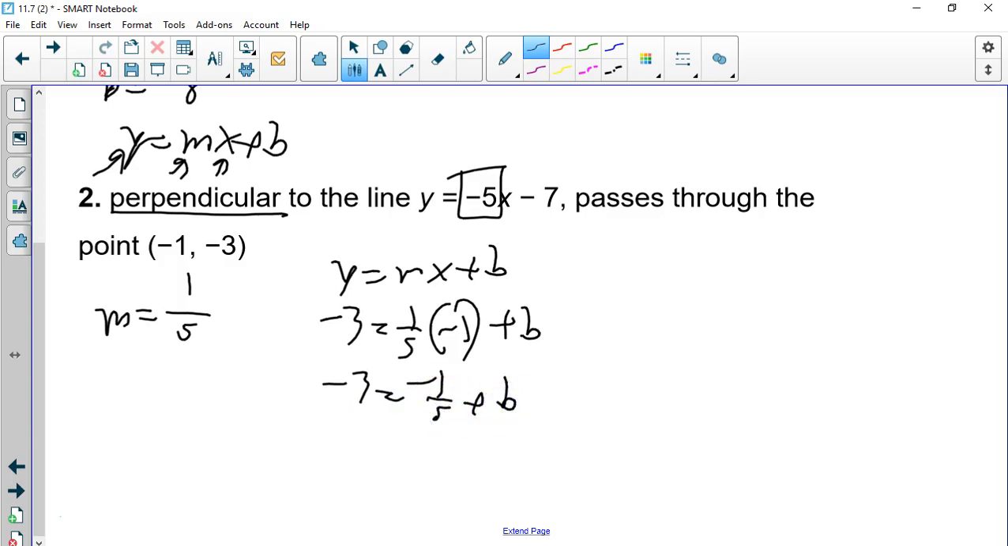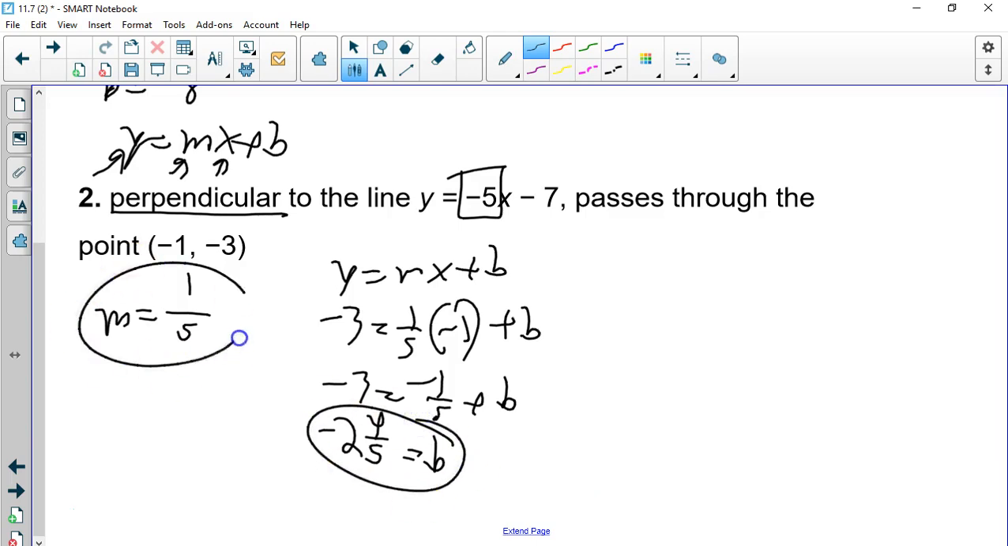We need to add 1/5 to both sides. And that's going to give us b equals, okay, -2 4/5. Okay, because we're adding it. So it's not going to be -3 1/5. We're going the other direction. Well, we have our b, we have our m, we're done. y equals 1/5 x minus 2 4/5.